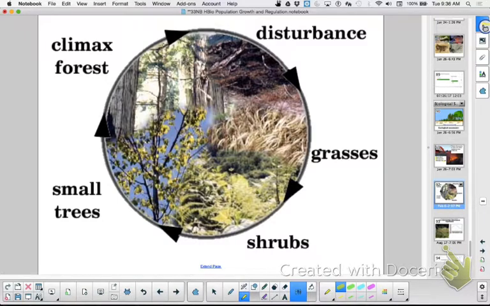So youngest bio buddy, start at disturbance, work your way around clockwise from disturbance. Explain what's going on. Oldest bio buddy, you're going to have something else. Go ahead.